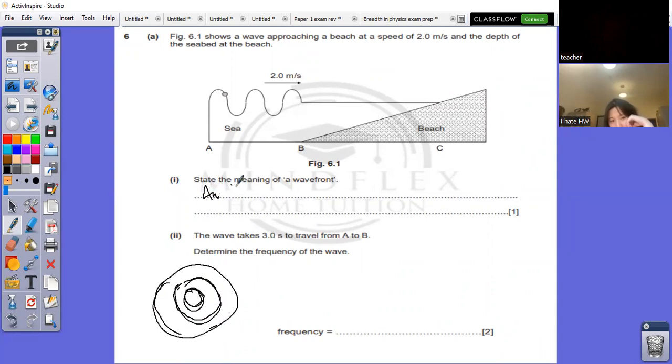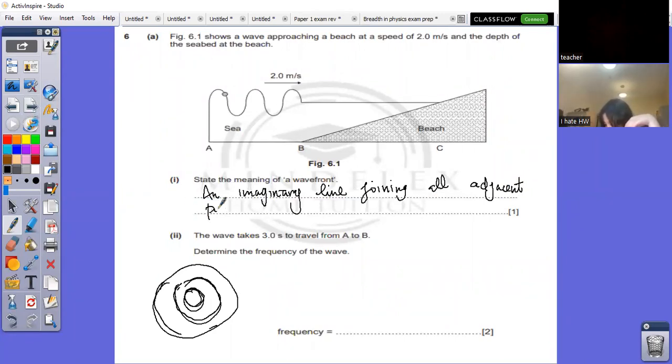So a wave front is simply an imaginary line joining all adjacent points that are in phase. And what we mean by in phase is simply that they're doing the same thing. So all these here will be at the top of a crest. So if you had to look at this, it would look something like this. And of course, it would be a 3D pattern. So this would carry on. Okay. All right. The wave takes 3 seconds to travel from A to B. Determine the frequency of the wave.